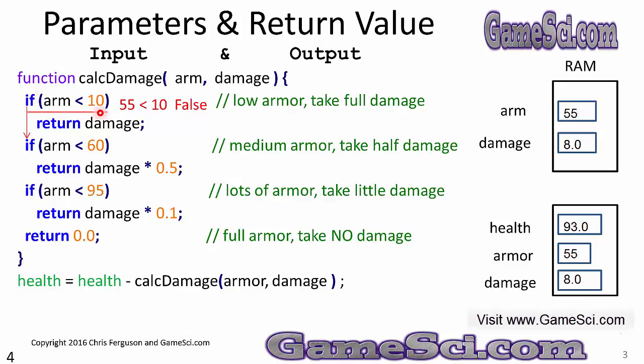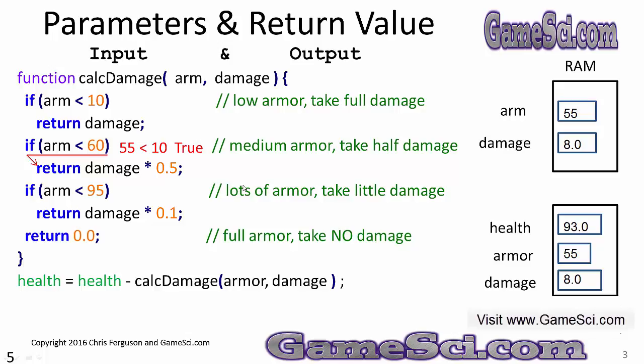If arm is less than 10, well, arm, as you can see, has the value 55, and 55 less than 10 is a false statement. When the if portion is false, we skip that code and go on to the next statement. We'll look at arm less than 60. Arm currently has the value of 55. 55 less than 60 is a very true statement. As a true statement, we're going to enter the code of the if statement and execute this return.